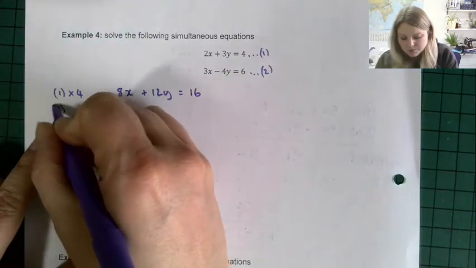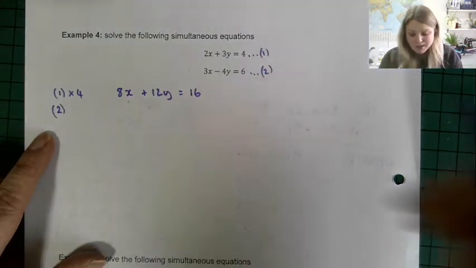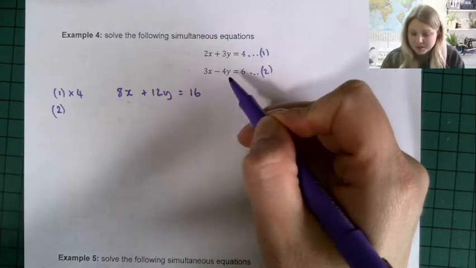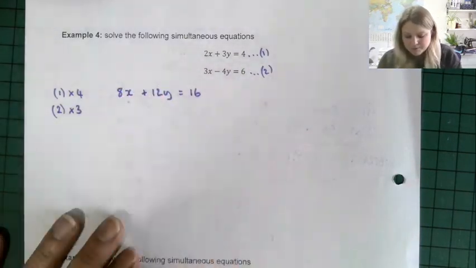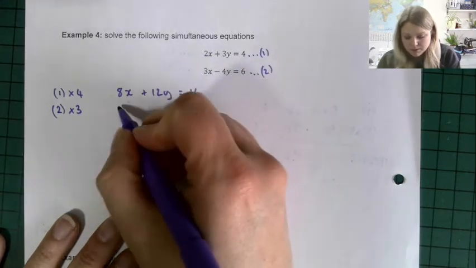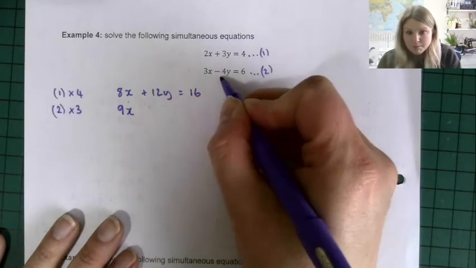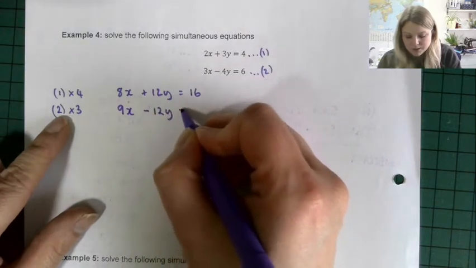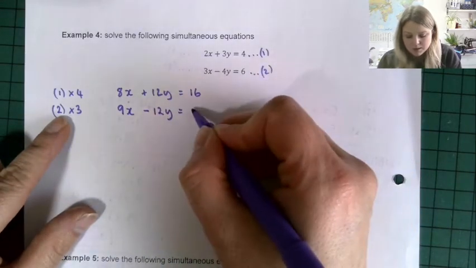Equation 2 then, remember my aim here is to get 12y's. So because this is 4, I'm going to have to multiply through by 3. So multiply by 3. So 3x multiplied by 3 gives me 9x. Minus 4y multiplied by 3 gives me minus 12y. 6 multiplied by 3 gives me 18.